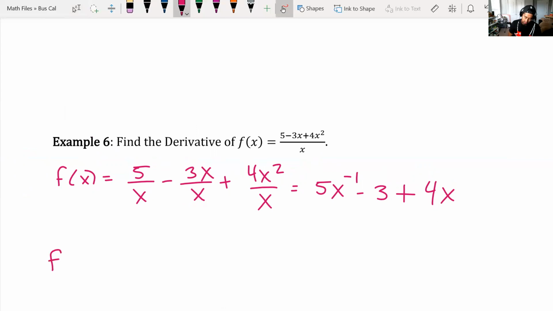So f prime of x: the derivative of 5x to the negative 1 is going to be negative 5x to the negative 2. The derivative of negative 3 is a constant, so the derivative of negative 3 is 0. And then the last part: what's the derivative of 4x? Well, that's just going to be 4.